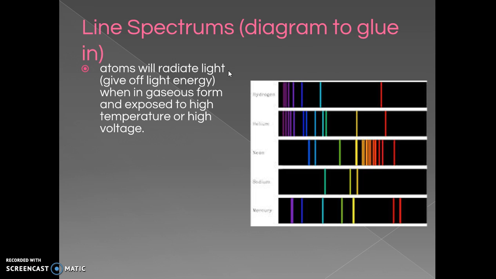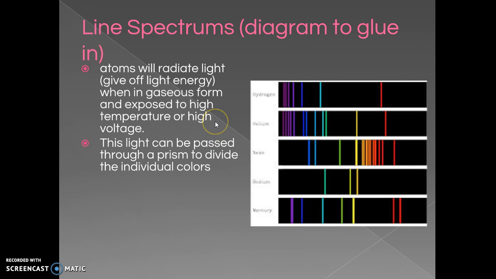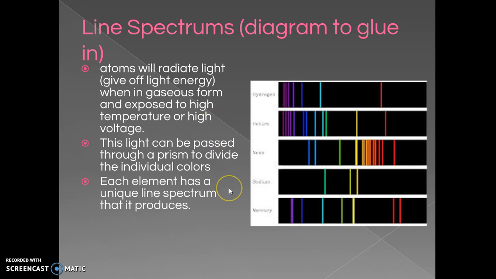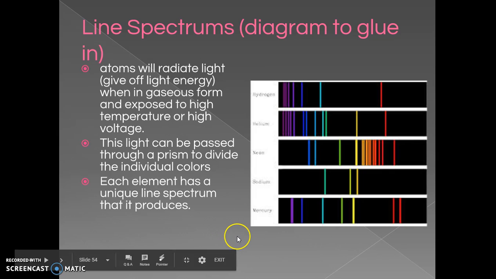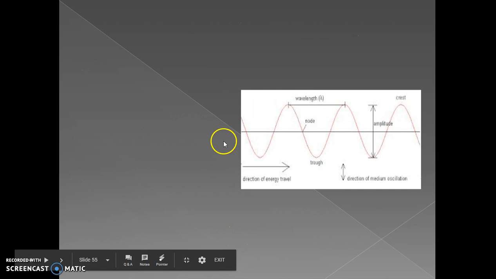So atoms will radiate light. They will give off light energy, but they have to be in gaseous form to do this. So you expose them to either high temperature or high voltage, and you can get them to radiate light. This light can then be passed through a prism to divide the individual colors. And each element has a unique line spectrum that it produces. So it's a way that you can identify what elements might be present on stars by what colors are coming off of those stars. It can be used to identify elements.